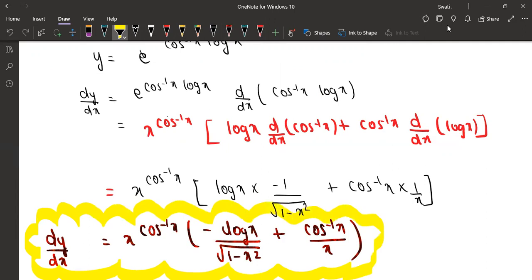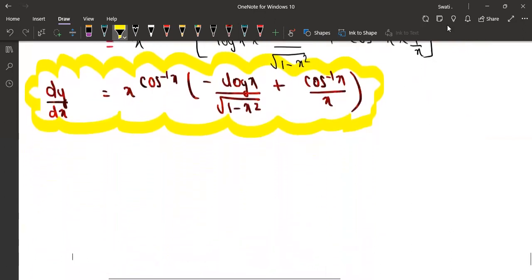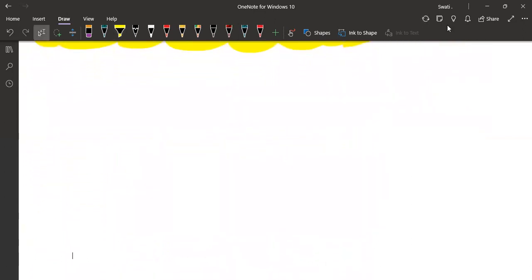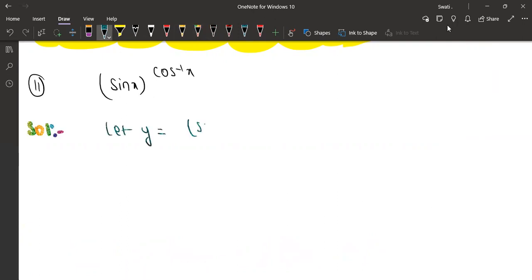Okay. So now we can go to the next inverse function. So now some of the questions are based on inverse functions. So this is our next question. We have the function given, sin x raised to cos inverse x. Let's simplify this. Of course, we'll start with this only, let y is equal to sin x raised to cos inverse x. So we will use the property. So y will be equal to e raised to cos inverse x log of sin x.